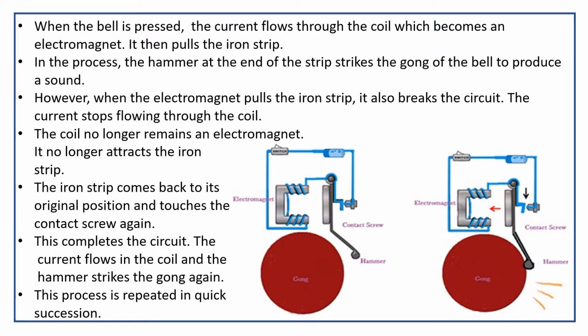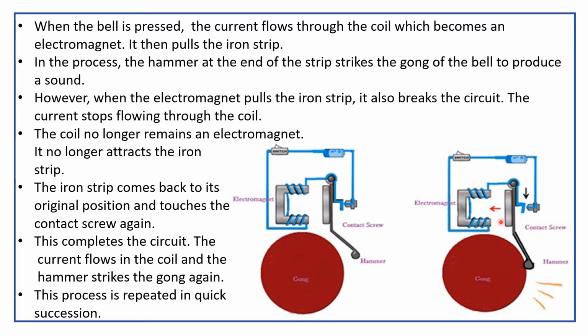When the bell is pressed, the current flows through the coil, which becomes an electromagnet. It then pulls the iron strip. You can see the arrow here. The horseshoe magnet pulls the iron strip towards it. In this process, the hammer at the end of the iron strip strikes the gong of the bell to produce a sound.